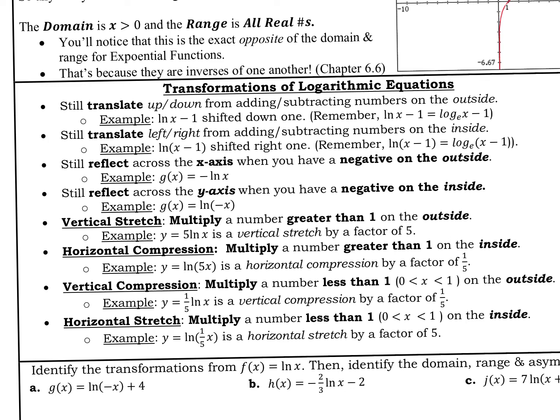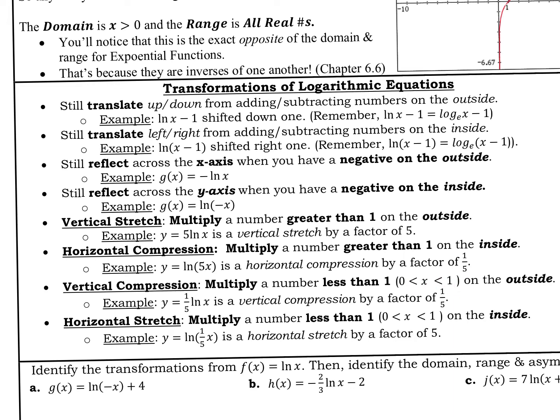Remember, you always have to flip those factors when you're talking about horizontal stretch or compression. Next would be the vertical compression. That would make the graph get wider. That's when you multiply a number less than 1. And by less than 1, I mean between 0 and 1. We're talking about positive numbers here.